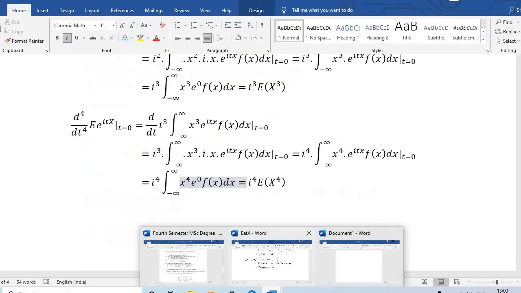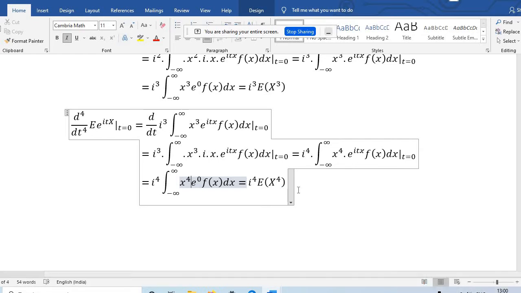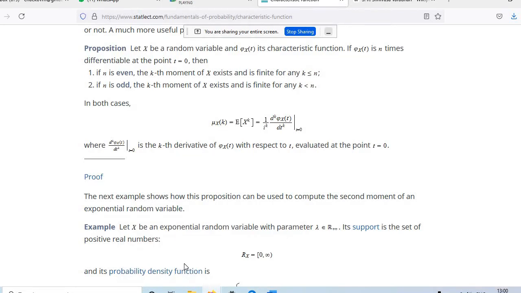അപ്പോൾ ഈ ഒരു ഇക്വേഷൻ നോക്കുക, ഈ i raised to k നെ ഇടതുവശത്തേക്ക് കൊണ്ടുപോയാൽ expectation of x raised to 4 ആണ്. So that is the result. So I think you might have written the document from this link.